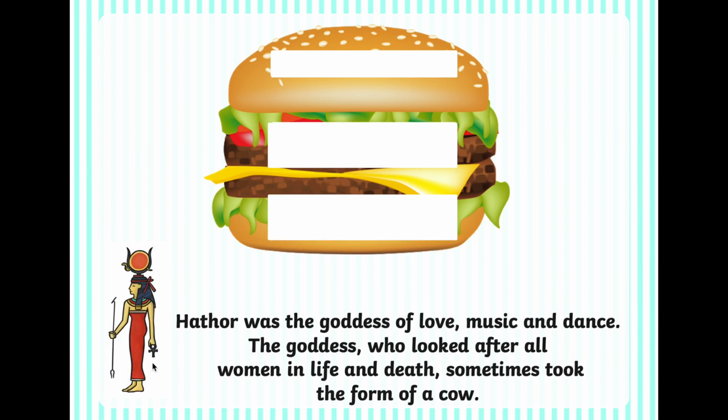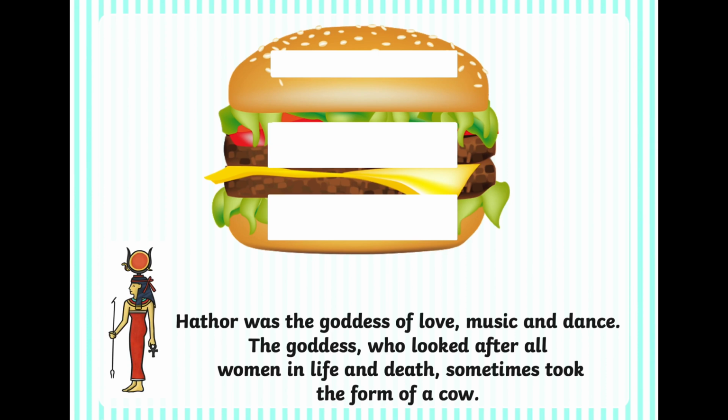Take a look at this next piece of information about the Egyptian goddess Hathor. Hathor was the goddess of love, music, and dance. The goddess, who looked after all women in life and death, sometimes took the form of a cow. Can you work out where the relative clause is in this sentence? What would the main clause be and what would the relative clause be? Pause the video now to have a go.